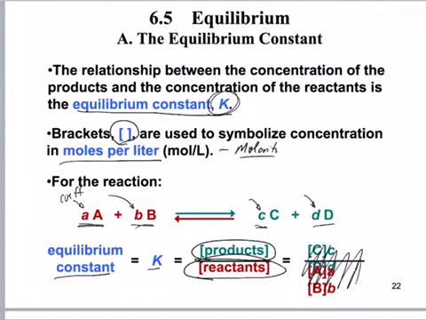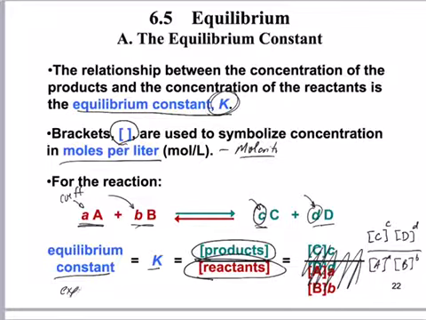Now this is all jumbled up down here. But it's the concentration of our products, C and D, raised to the power of their coefficients, c and d, over our reactants: the concentration of A raised to the power a, times the concentration of B raised to the power b. That is our equilibrium constant, what we would call our equilibrium constant expression.